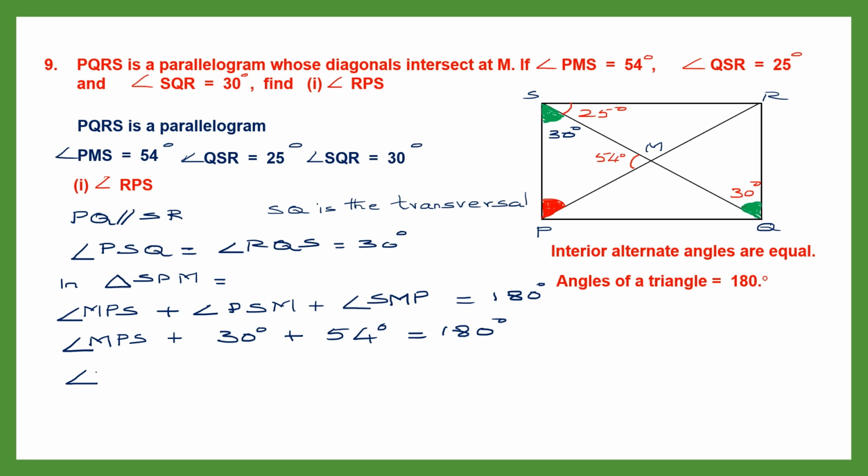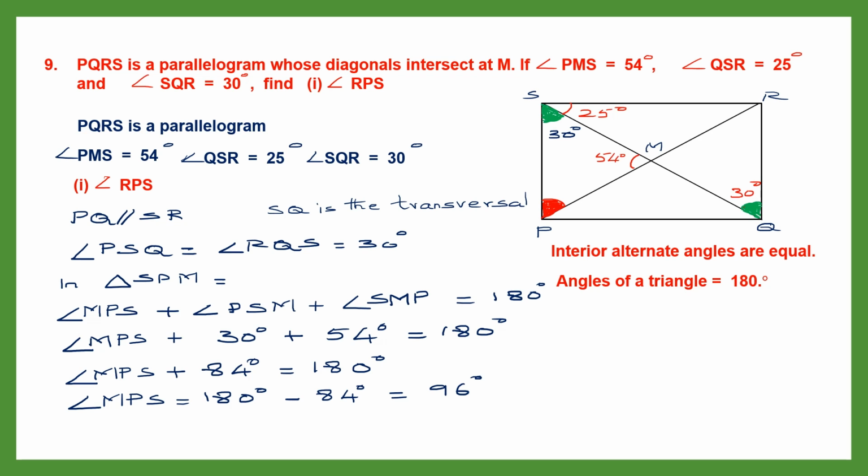So now to find angle MPS, how much is this? 54 plus 30 is 84 degrees. This is equal to 180 degrees. So angle MPS will be equal to 180 degrees minus 84 degrees, and that is equal to 96 degrees. That means we have found this angle to be 96 degrees. So let's write that. So this is 96 degrees.